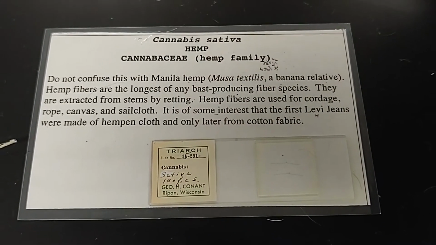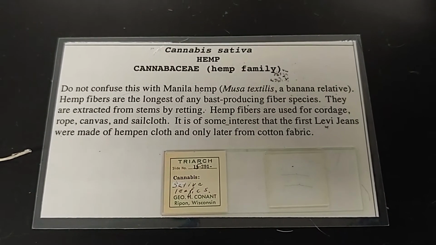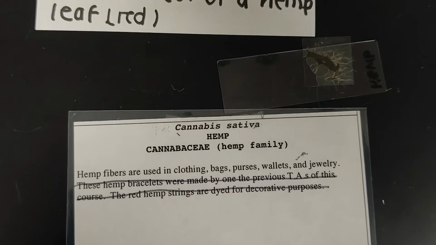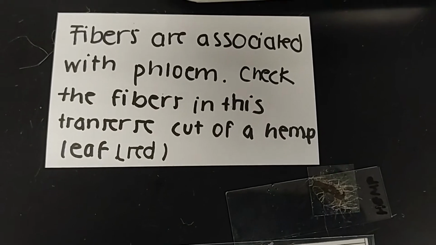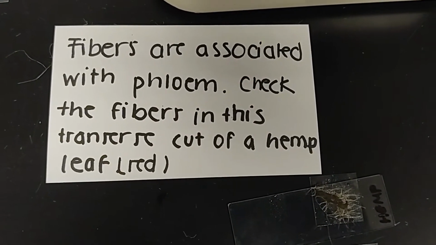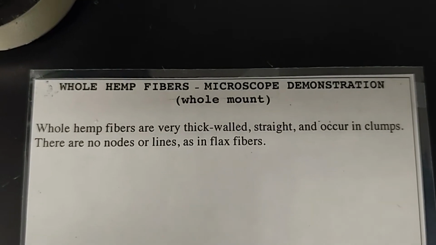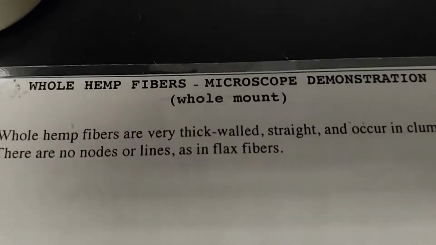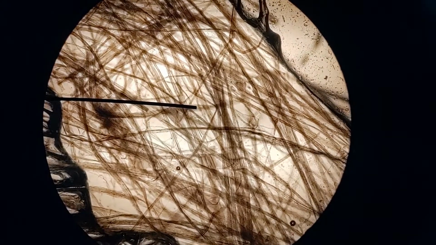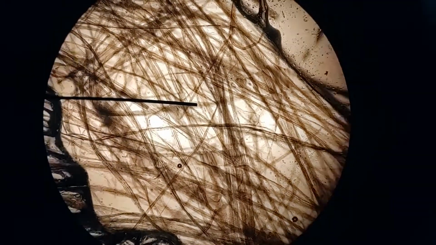And the Declaration of Independence was actually drawn up on hemp paper. Hemp fibers can also be used for decorative and artistic purposes. And we're going to take a look at the fibers associated with the phloem here through the microscope. We're going to take a look at some whole hemp fibers, which are very thick-walled, straight. And here are those hemp fibers. They can be distinguished by not having the nodes like flax does.